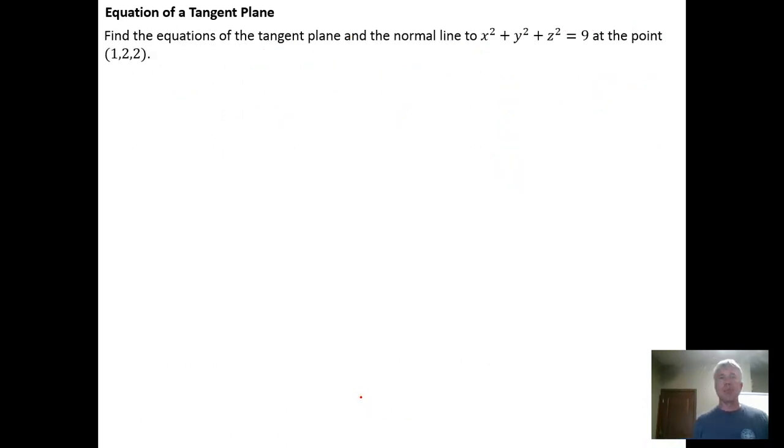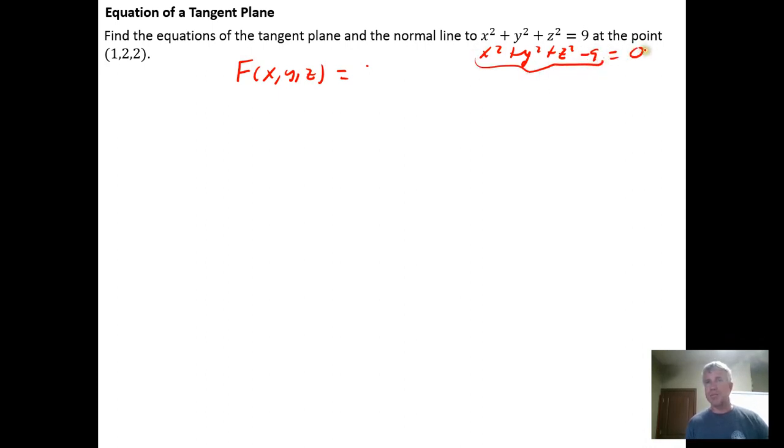So another example, in this case I have an implicitly defined relation or surface in space. What I want to do is subtract that 9 from both sides. So I want to get the surface f of x, y, z, and what you're doing is taking the x squared plus y squared plus z squared, subtracting 9 from both sides so that you get this stuff here equal to 0.